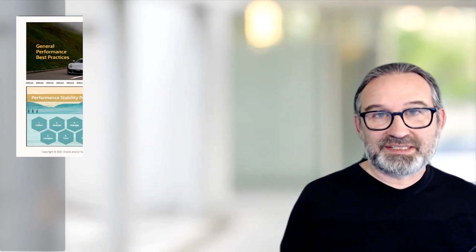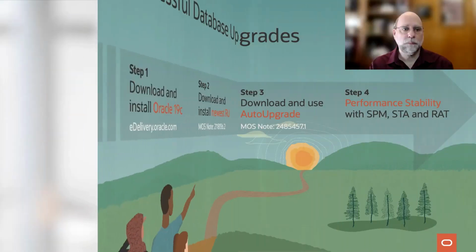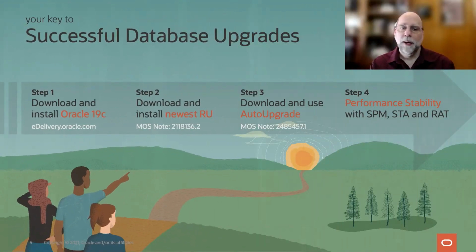Let's go into details. In the previous webinar in this series, we introduced you to this high-level roadmap for a successful database upgrade, being on the right version, getting the latest release update, and using AutoUpgrade effectively in your environment. This is the crucial fourth step of the database upgrade, which is ensuring good performance, because that upgrade doesn't end when the database upgrade itself is complete. It ends when your database is performing to expectation in that new environment.